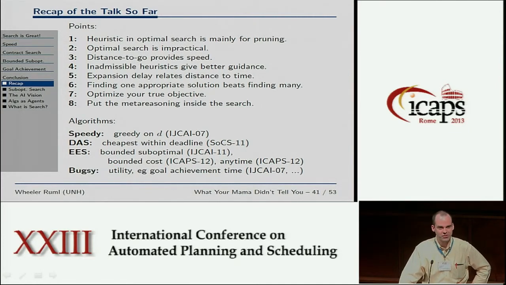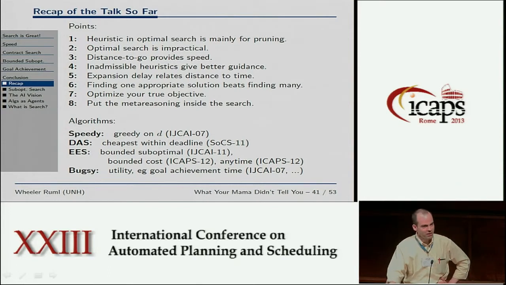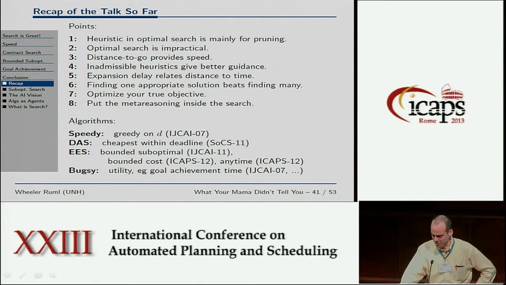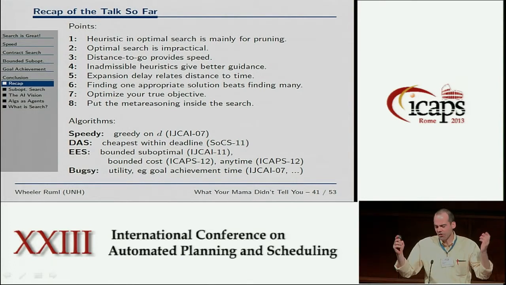Inadmissible heuristics are not something we should be scared of. We should embrace them. Expansion delay might be a useful concept. I don't know. It seems useful so far. Finding one solution rather than finding many and hoping you found a good one seems to be a good approach so far. And I think maybe most obviously, but often forgotten, is this idea of optimizing the true objective. Right? You should get what your users want and try and optimize that. And if that means exposing more information to the search algorithm, like the user's utility, all the better.